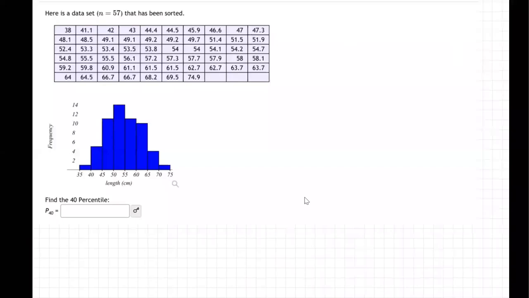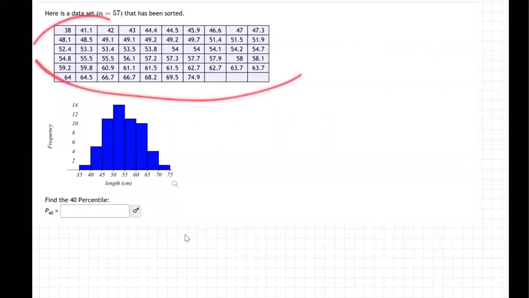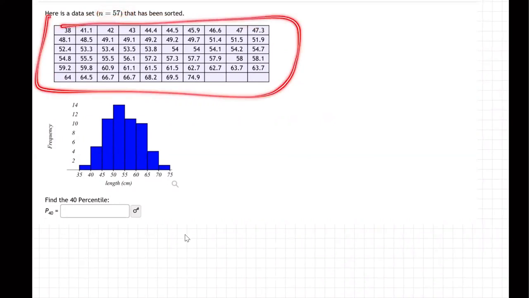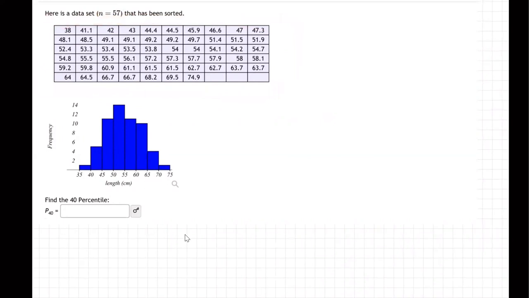On this question, we are given a whole bunch of numbers. In fact, it's 57 numbers. See the N up here? N always means how many numbers. There's 57 numbers in this chart. Here's a bar graph of those numbers. And they want us to find the 40th percentile.